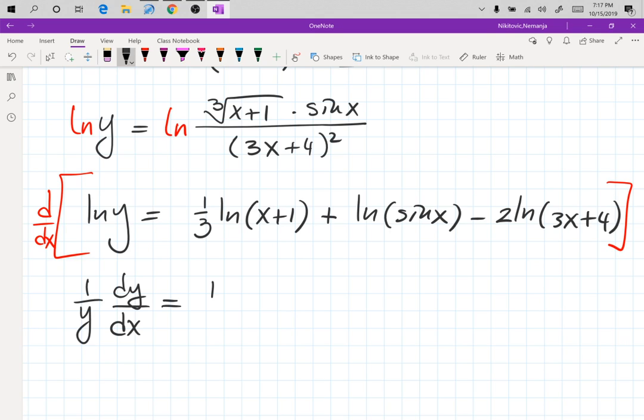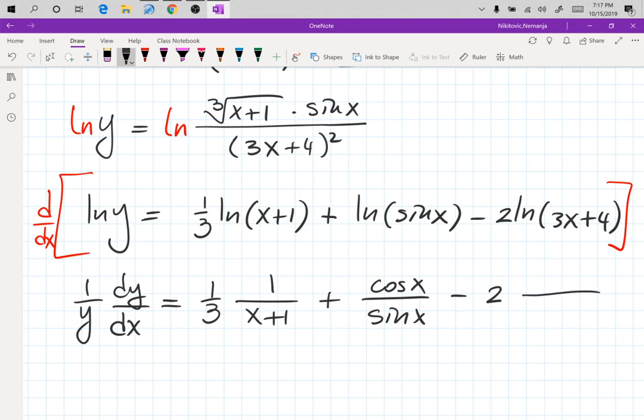So what do we have? We have 1/3, copy the function downstairs, put the derivative up. Plus, copy the function downstairs, put the derivative up. Minus 2 times, copy the function downstairs, put the derivative up.